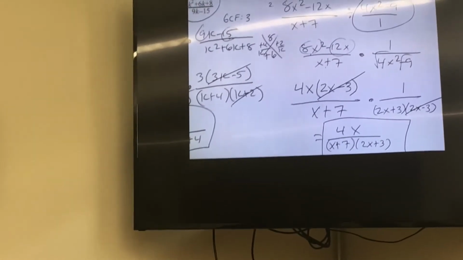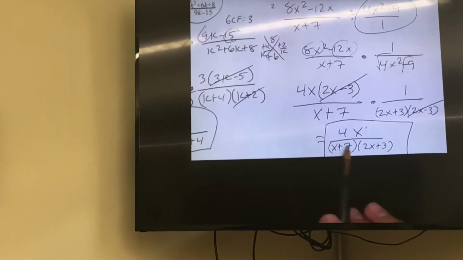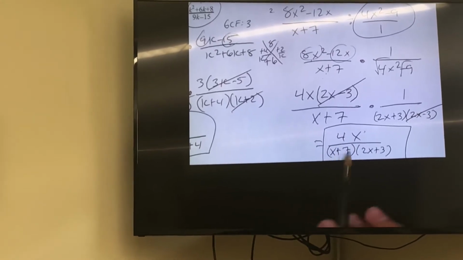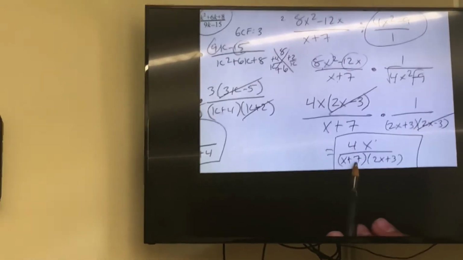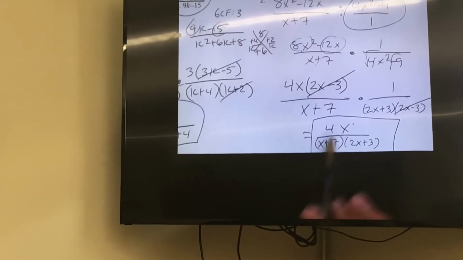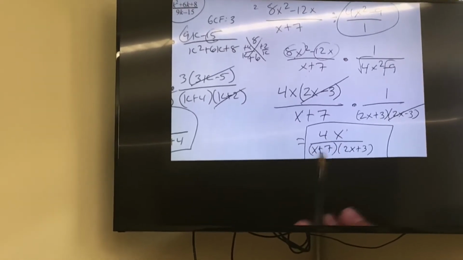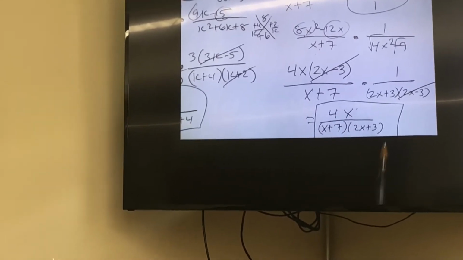Can you cancel the x's? Nope. Remember we talked about this being a pair, right? If there's adding or subtracting, they have to be exactly the same. So this 4x and this x plus 7 cannot be canceled.